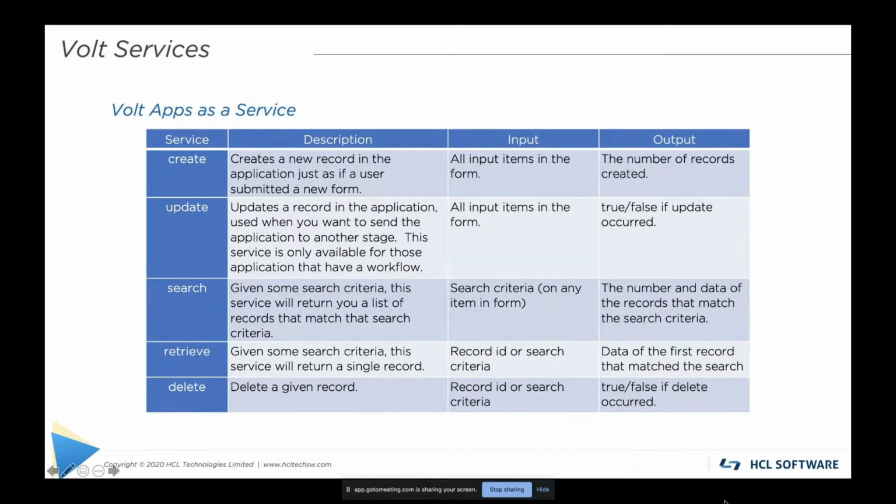Every Bolt app that gets created gets a set of services created with it. It's the typical CRUD delivery system. So you can create a new record, update an existing record, search for records, retrieve a single record, and obviously delete records. And then there are permissions associated with this, and we'll touch on that when we get into the demo.